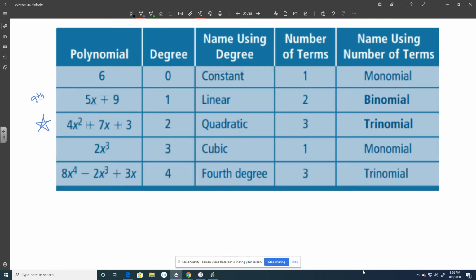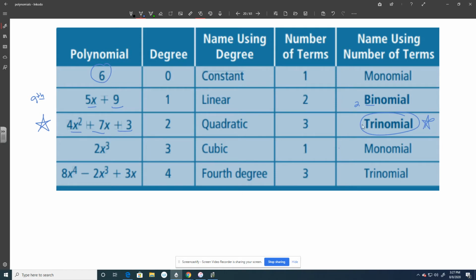Now, the number of terms gives it another name, and that's monomial, because this one only has 1 term. It just has a 6. A binomial, remember bi means 2. So this one right here has a 5x and a 9. So it's called a binomial because there's 2 of them. This quadratic has 1, 2, 3. So we call that a trinomial. And again, this is kind of what we're going to focus on a lot this year. And it goes on from there.